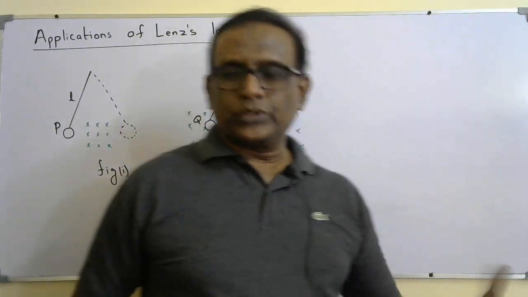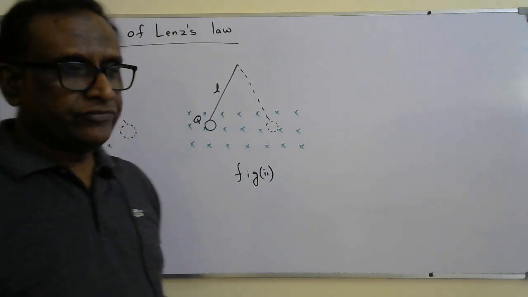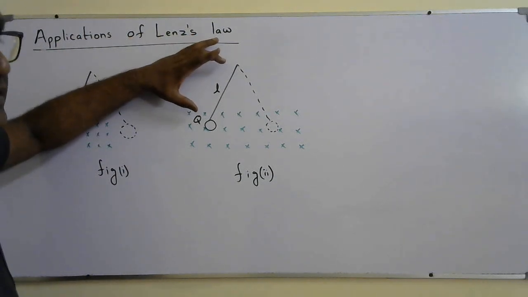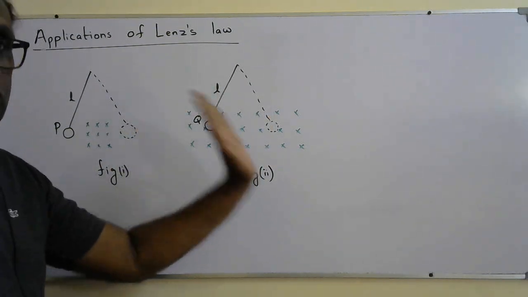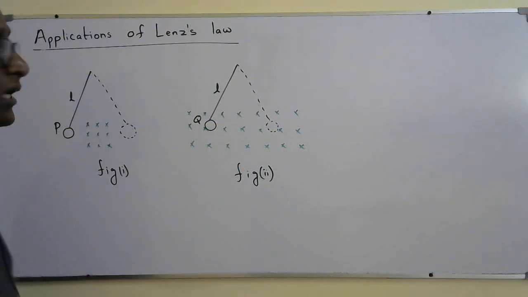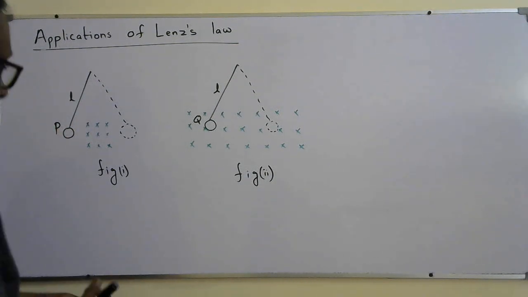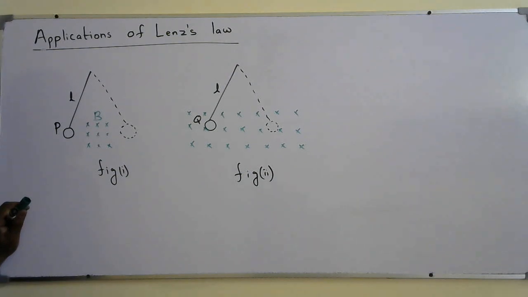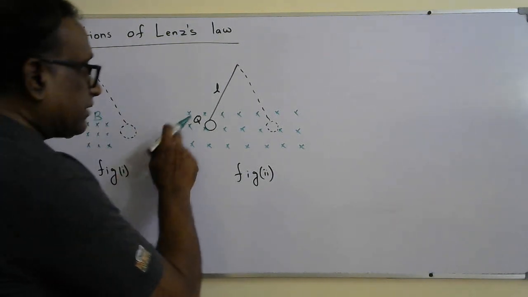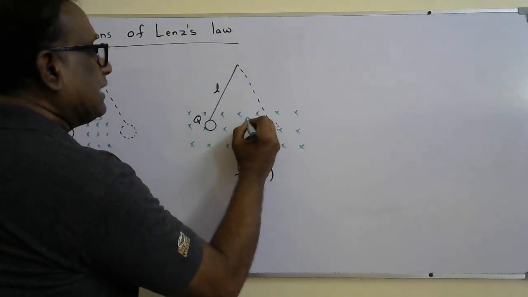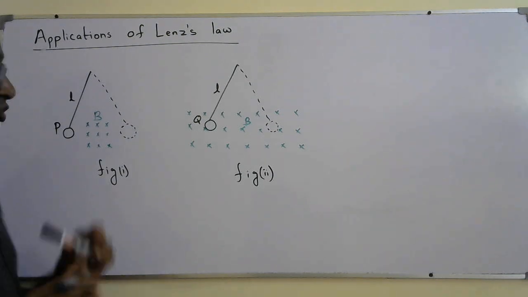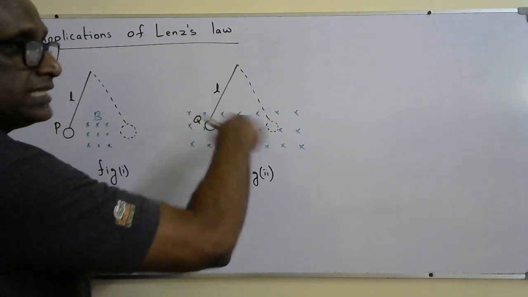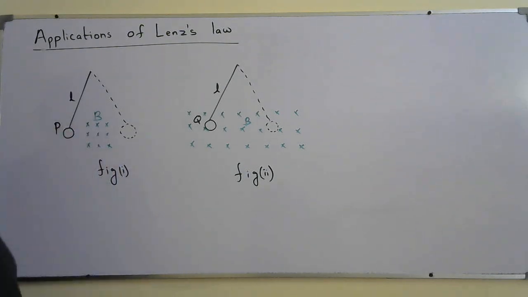Okay, so here is another question or application related to Lenz's law and induced EMF. P and Q are two identical metal rings connected to the same length of light strings, and they are oscillating with the same amplitude initially. In figure 1, the ring P is passing through a magnetic field in a smaller region where the field strength is B. Here the ring Q is oscillating completely inside an identical magnetic field. So the strength is the same, the only difference is that here it is applied through a larger region, and the ring Q is completely inside the magnetic field as it oscillates.